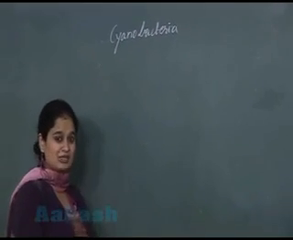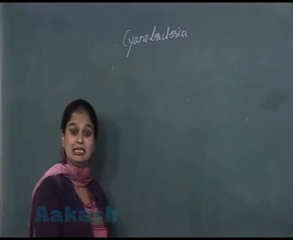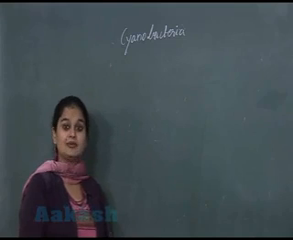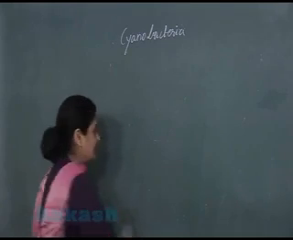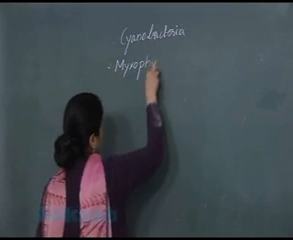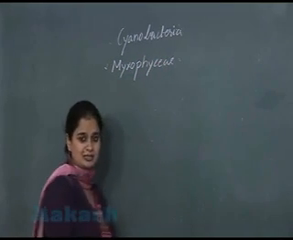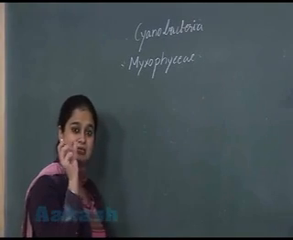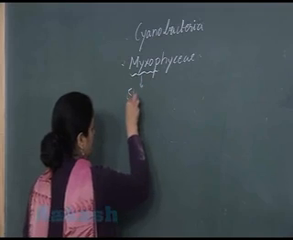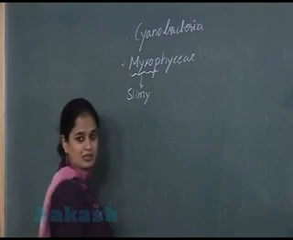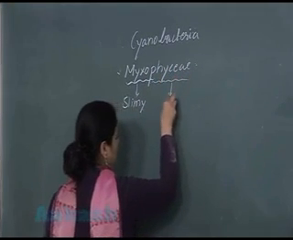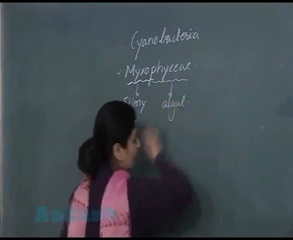In the two-kingdom classification system given by Linnaeus, cyanobacteria was placed under algae, in the class Myxophyceae. Myxo means slimy covering. Around the cyanobacteria there is a mucilaginous slimy covering, and the suffix phyceae we know is used for algal classes.